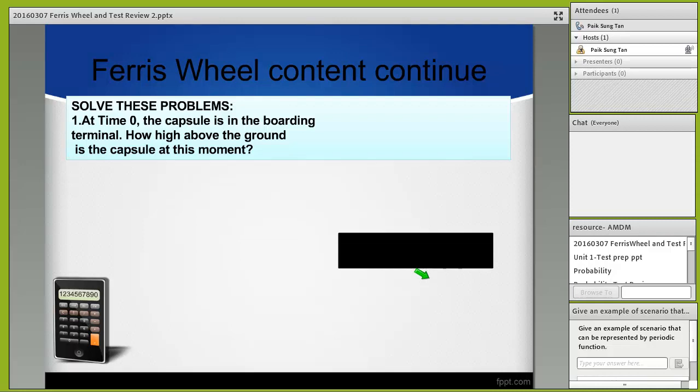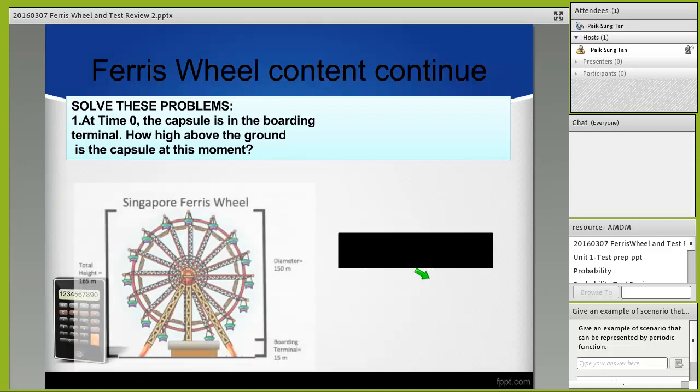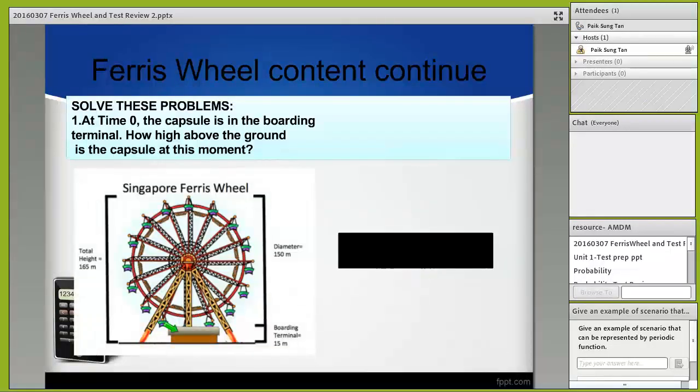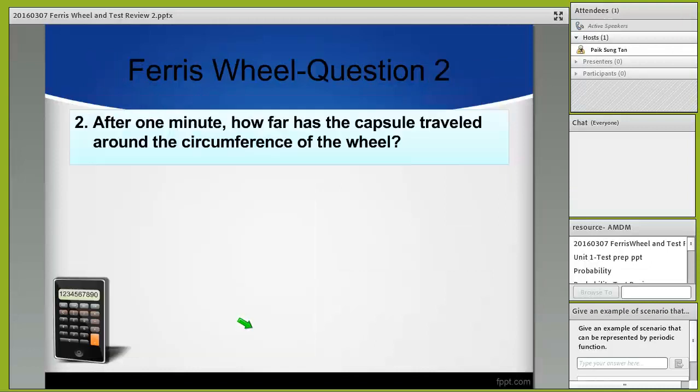At time 0, the capsule is in a boarding terminal. How high above the ground is the capsule at this moment? So, if it's at a boarding terminal, it's right here. So how high is it from the ground? It's pretty simple. It's 160 meters, the total height. Subtract the diameter, that gives you 50 meters.